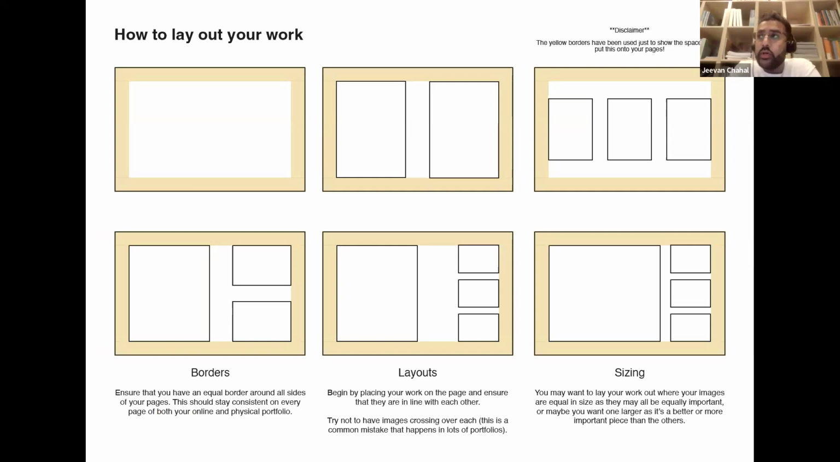The next is quite simple, but it's also something that I've picked up along the way whilst also having a look at other students' portfolios, is how to lay your work out. And it seems quite simple, but also it doesn't come to people straight away. So a quick disclaimer, the yellow borders, you don't have to put that down. It's just to show the space around your work. Please don't use a yellow border. But the first thing is to ensure that you have an equal border around all your slides of all your pages. This should stay consistent on every page of both your online portfolio and your physical one. It just keeps the portfolio really tidy and really easy to read.